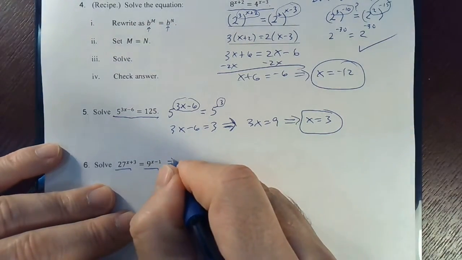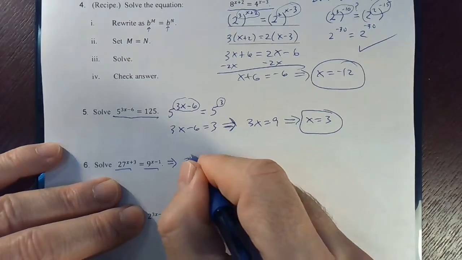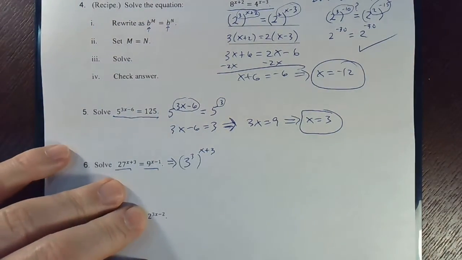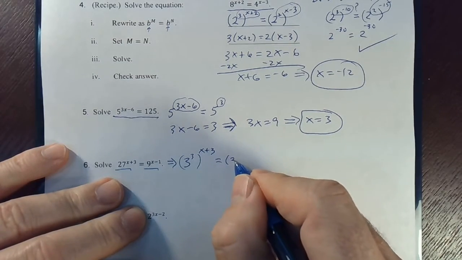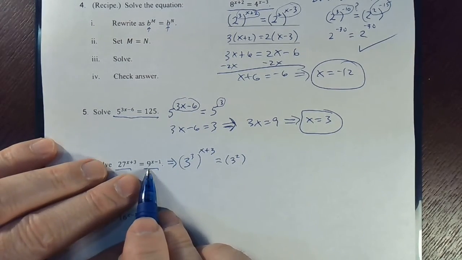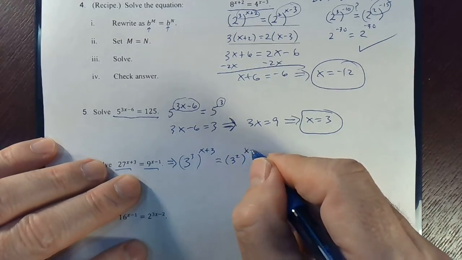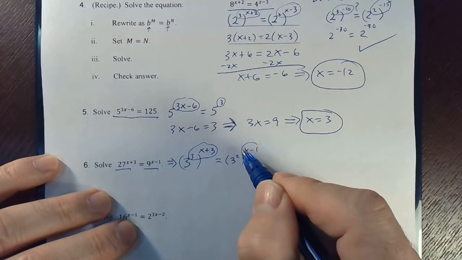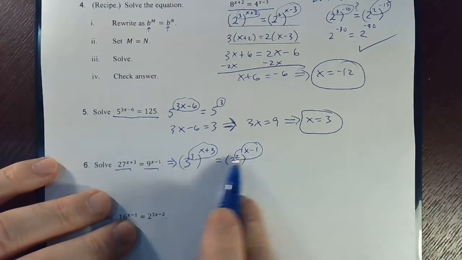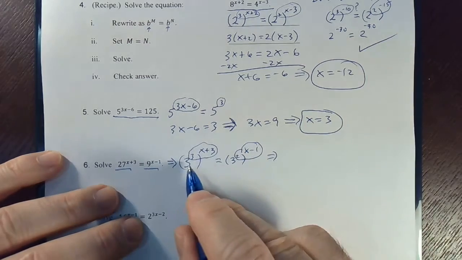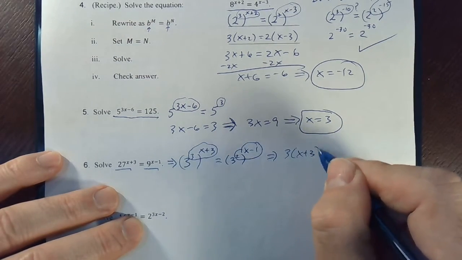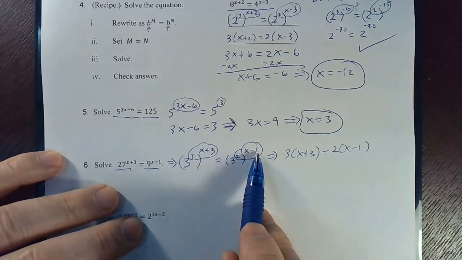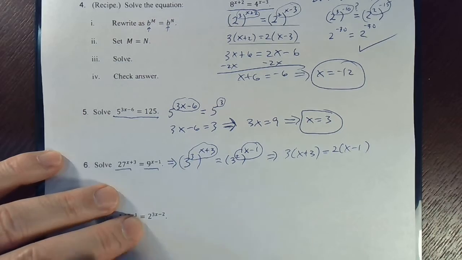So that would give us, as we move to the right, 3 cubed in parentheses, that's 27, raised to the x plus 3 power, equals 3 squared in parentheses is 9, raised to the x minus 1. So when we multiply those and those, we simply get 3 times x plus 3 equals 2 times x minus 1. Don't forget to put these in parentheses, the x minus 1 and the x plus 3.